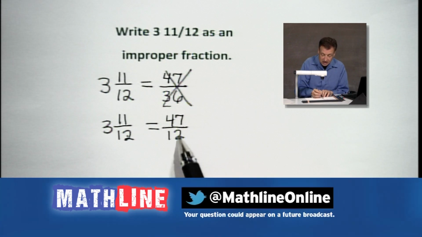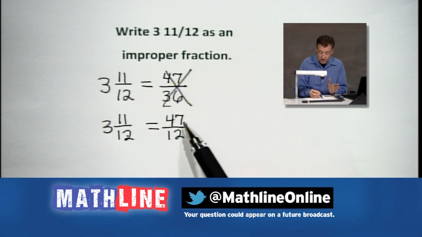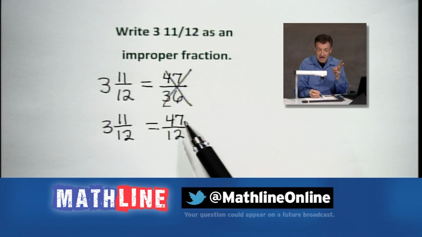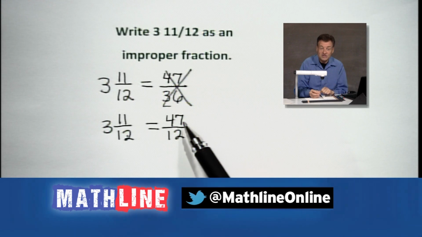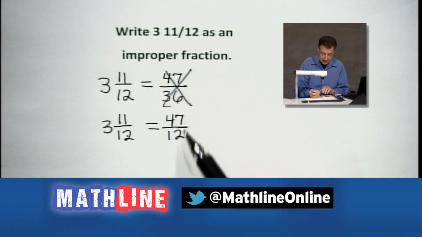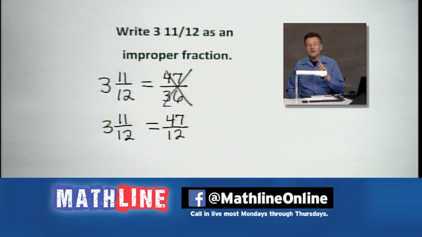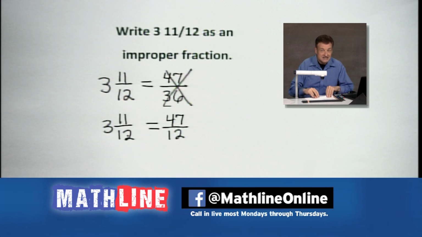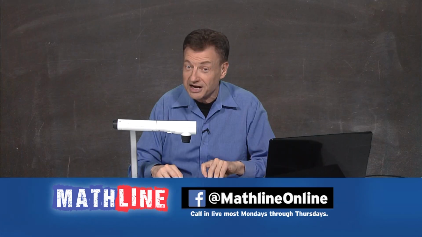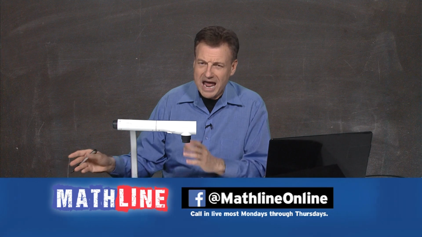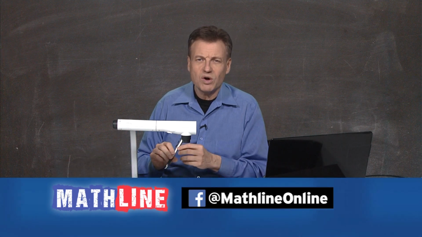So again, check it now. 12 goes into 47. How many times? Goes 3 times. 36. Subtract 36 from 47 in your head. You're back at 3 and 11 twelfths. So be careful. Like I said, it's an easy thing, but it's also easy to make a careless mistake. What happens if we need to reduce? Let's check one more here.